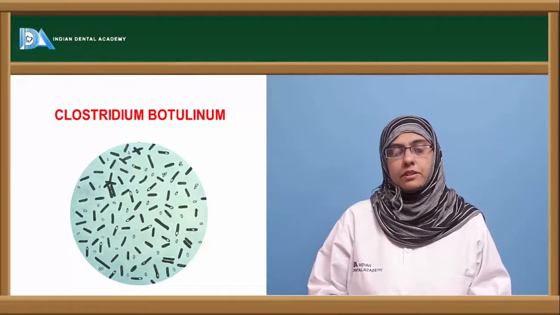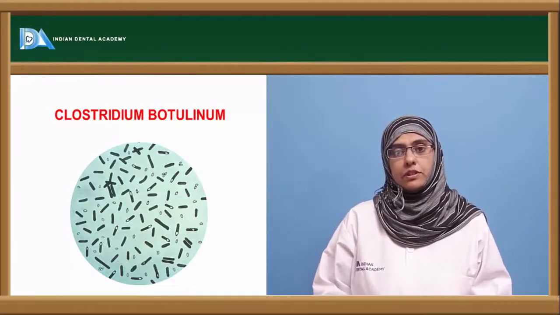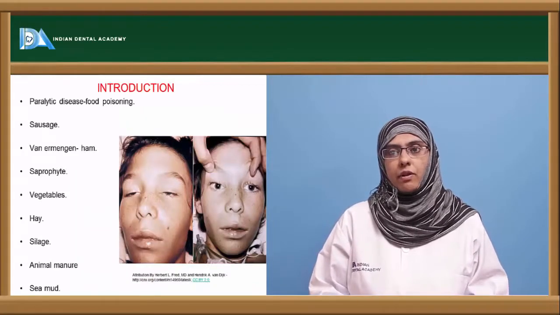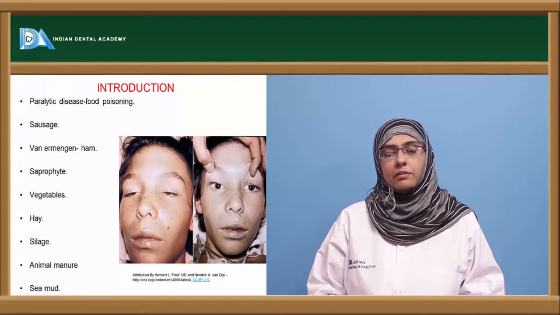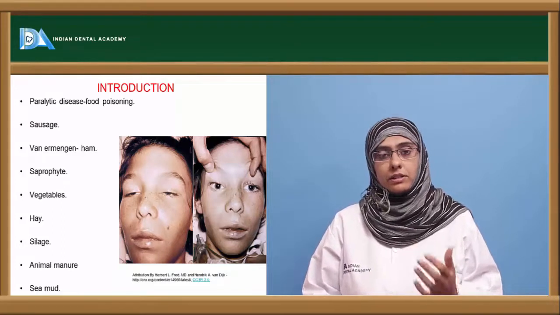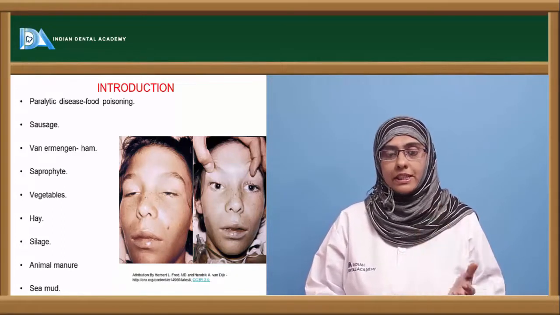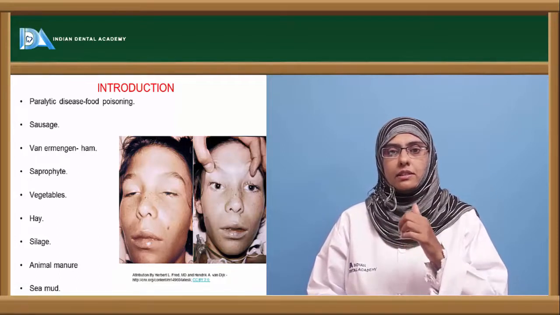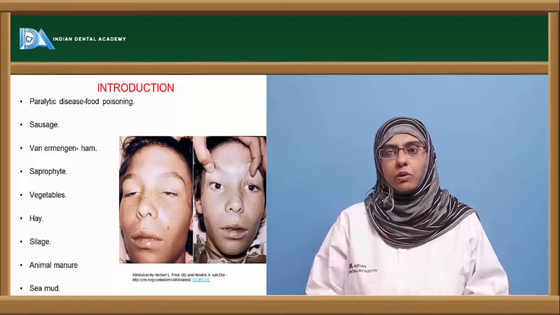Clostridium botulinum. It is the organism that is responsible for the causation of the disease botulism or paralytic disease, a form of food poisoning. The name botulism comes from the sausage shape, that is a botulus, which in Latin is called botulus, and hence it is called botulism.